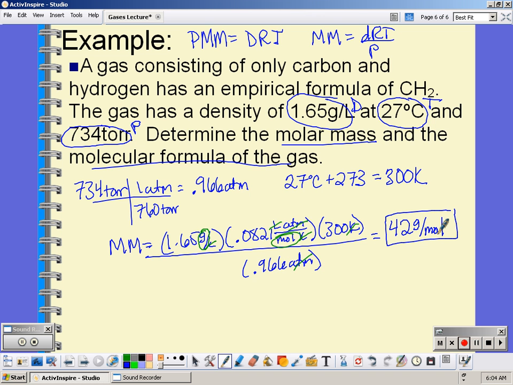So we're going to take our molecular molar mass, 42, and divide it by our empirical molar mass. Carbon plus 2 hydrogens would be 14. And that tells us that our multiple is 3. So 3 times 1 is 3, 3 times 2 is 6. So my molecular formula is C3H6.